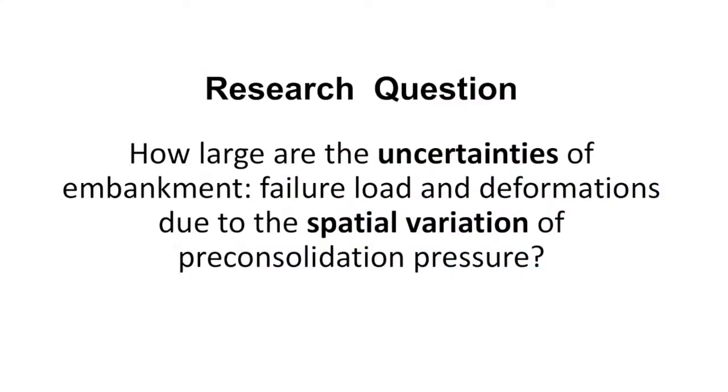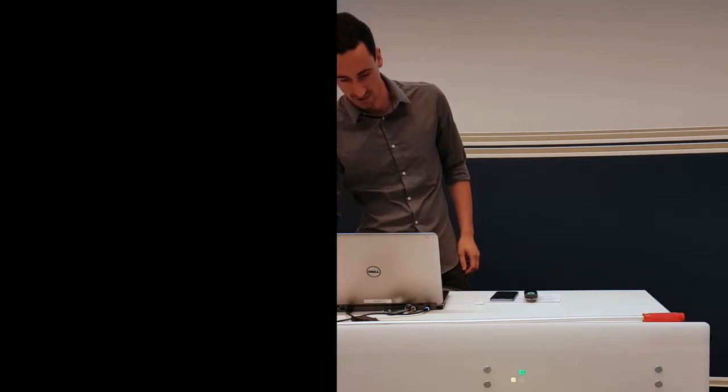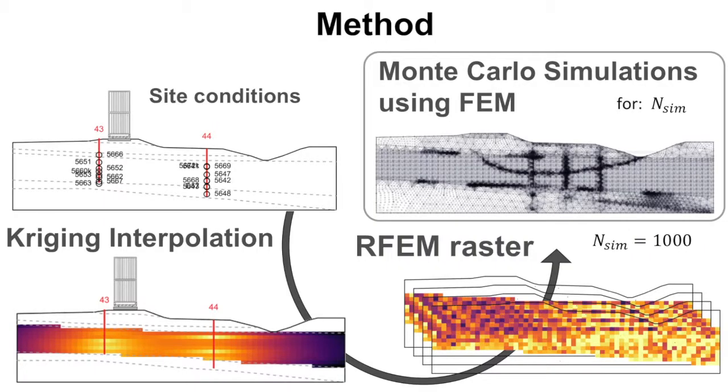Good. We have the parameters and everything for the research question. So my study asks: how large are the uncertainties of the embankment failing due to failure load, and what are the deformations due to the spatial variation of the preconsolidation pressure? So I want to know the failure load and deformations. Good, let's go. Where's the method? Here it is.